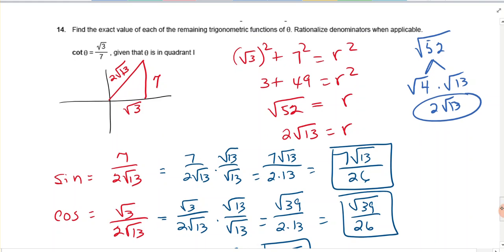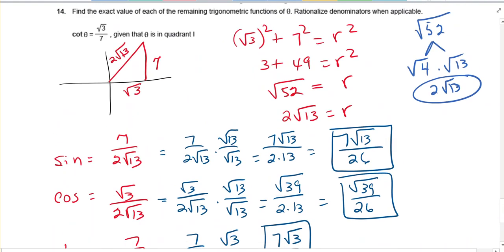Then I went and said, okay, so sine is 7 over that. We've got to get rid of this square root of 13. We do that by rationalizing. We don't have to do anything special to the 2. So I end up with 7 square roots of 13 over 2 times 13, so that's 7 square roots of 13 over 26. Now cosine is square root of 3 over 2 square roots of 13. Again, we're rationalizing with square root of 13 over square root of 13. We end up on top with square root of 39 over 2 times 13, which gives us the 26.